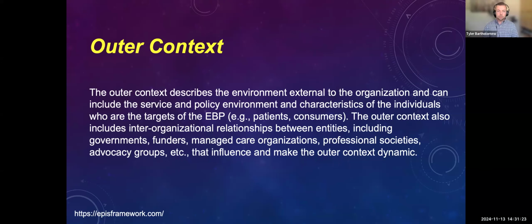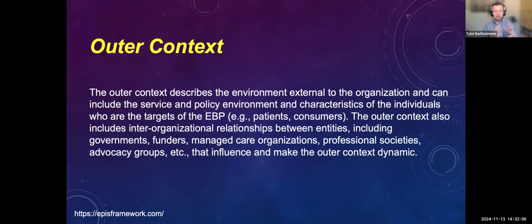So this could include the service or policy environment and characteristics of the individuals who are the targets of the evidence-based practice. And so that's going to be the patients and consumers. So in the outer context, EPIS puts the patients in this context versus the inner context, which I think is really interesting. But it seems to be fairly standard, as CFIR does the same and has its own kind of take on that. We know that the outer context includes inter-organizational relationships between entities, including governments, funders, managed care organizations, professional societies, and advocacy groups that influence and make the outer context dynamic.